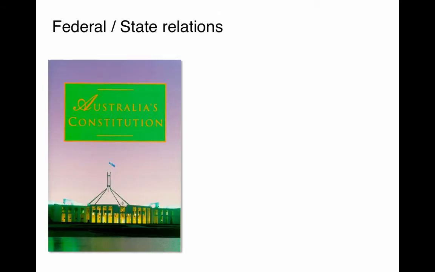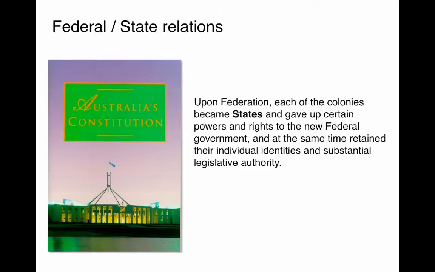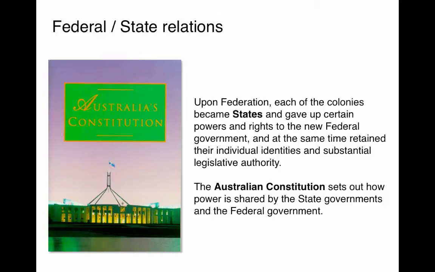The relationship between the federal and state governments is regulated by the Australian Constitution. Upon federation, each of the colonies became states and gave up certain powers and rights to the new federal government, and at the same time retained their individual identities and substantial legislative authority. It is a mistake to think of the federal government as being superior to or in charge of the various state governments. Rather, the state and federal governments work together to regulate Australia.